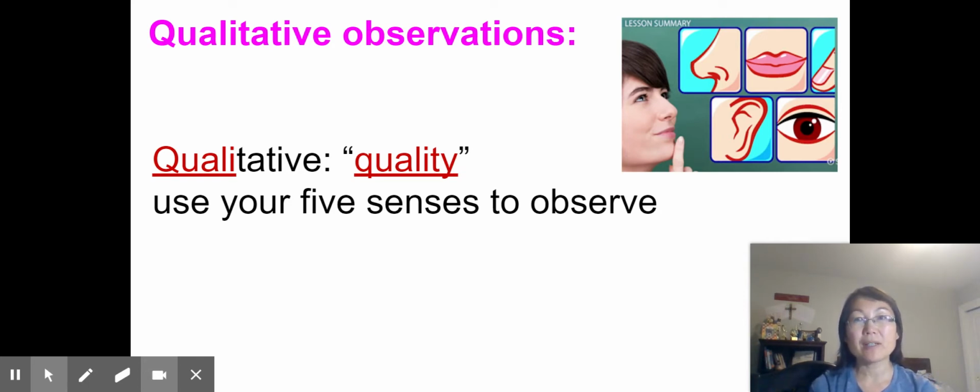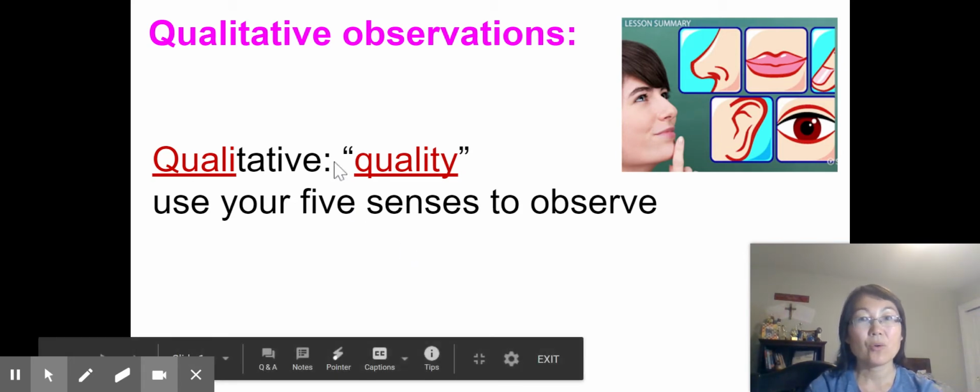The first one we call qualitative observations. Qualitative again is related to quality. We are going to use our five senses to observe. That's what we have learned. You may stop here and write this word, qualitative, down in your notebook, and see we are going to use our five senses to observe.